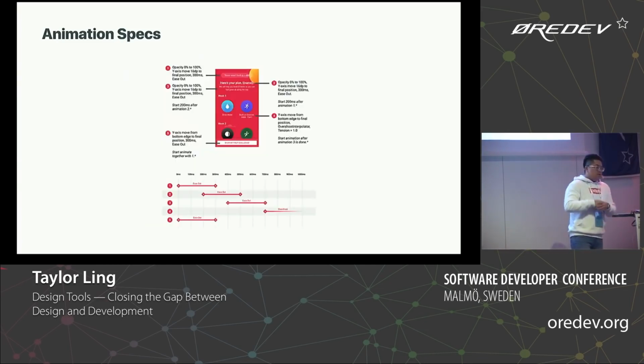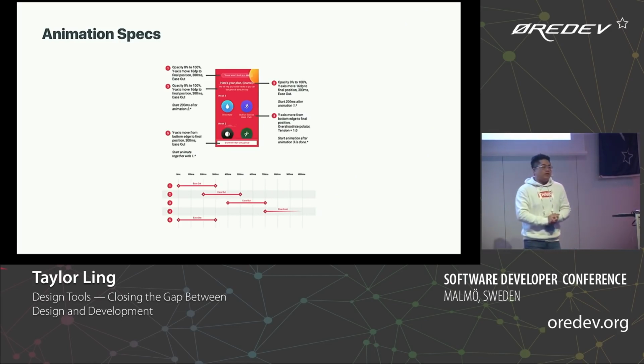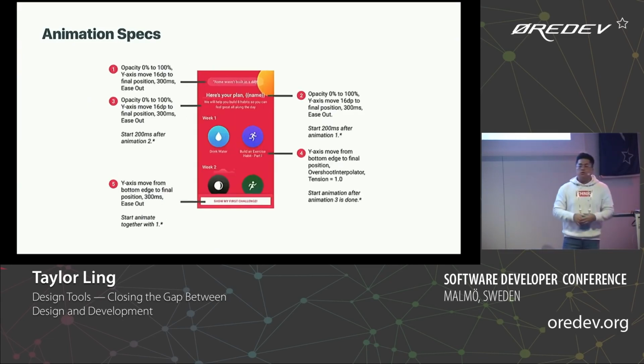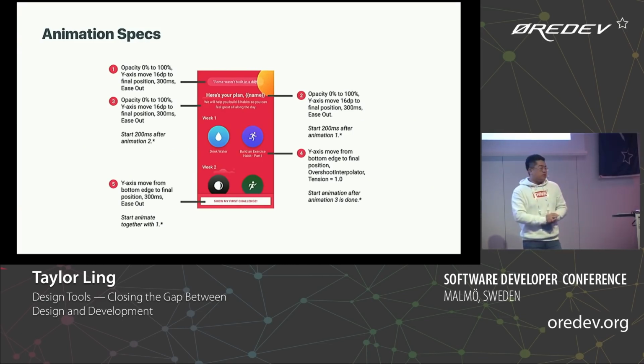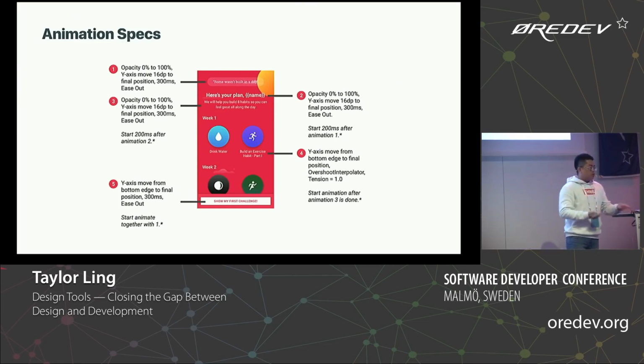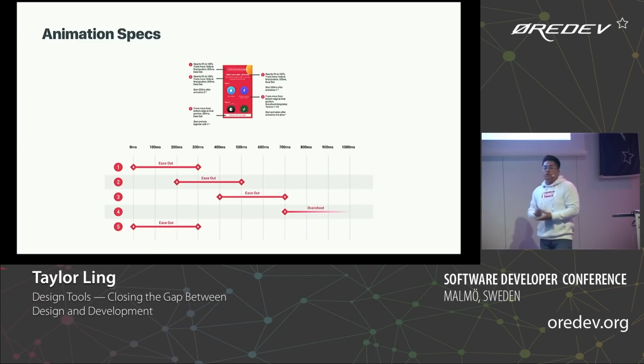So then, of course, in the video just now, you saw some a little bit more complex transitions or animations. Same thing, I'll just provide them all the specs, like for the text, the changing of opacities, what are the delays, what are the position changes and so on. And then I'll also provide a simple graph to tell them what happened at what point. For part number 2, it should happen after 200 milliseconds. So all these specs help.